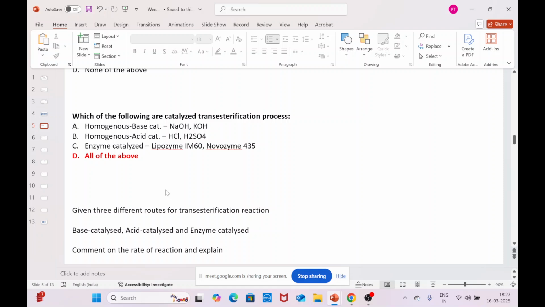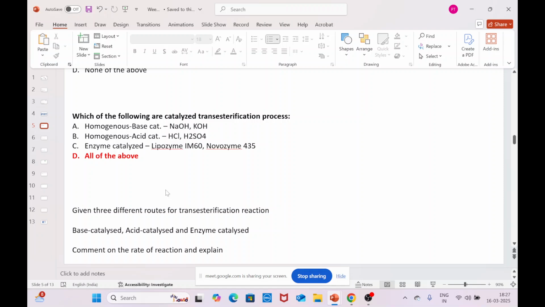And explain. Okay, and which one, I mean, after base catalyzed, and then enzyme. So base catalyzed has a higher rate of reaction compared to acid compared to enzyme. Am I right, sir?